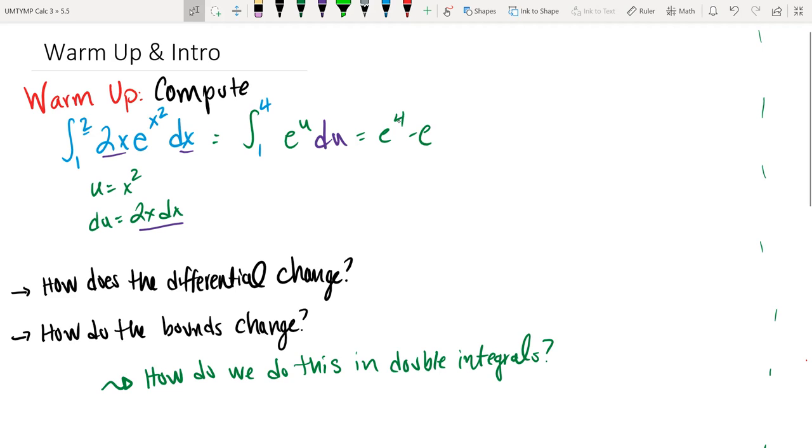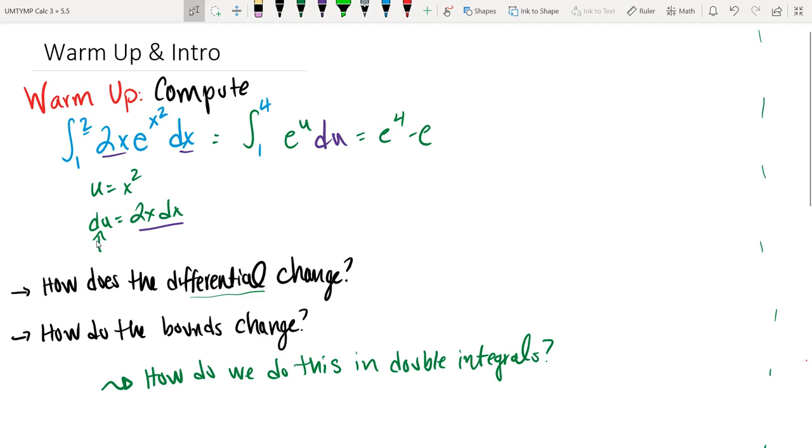But a couple questions before we get there. Notice that when we did the u substitution, we had to change the differential, right? We had to change the du, okay? And there was a precise method in how we do that, and similar for the bounds, right? So we had to change the 1 and 2 to 1 and 4 because we were changing from x to u.